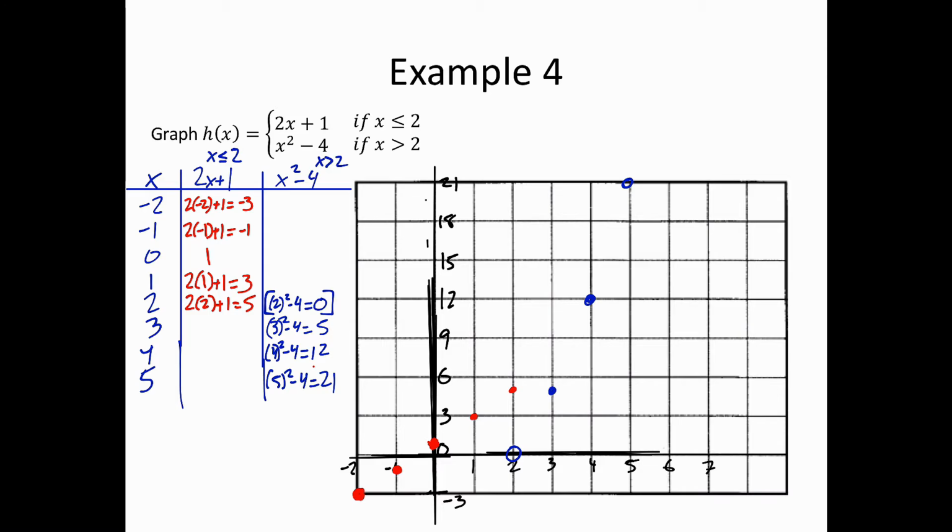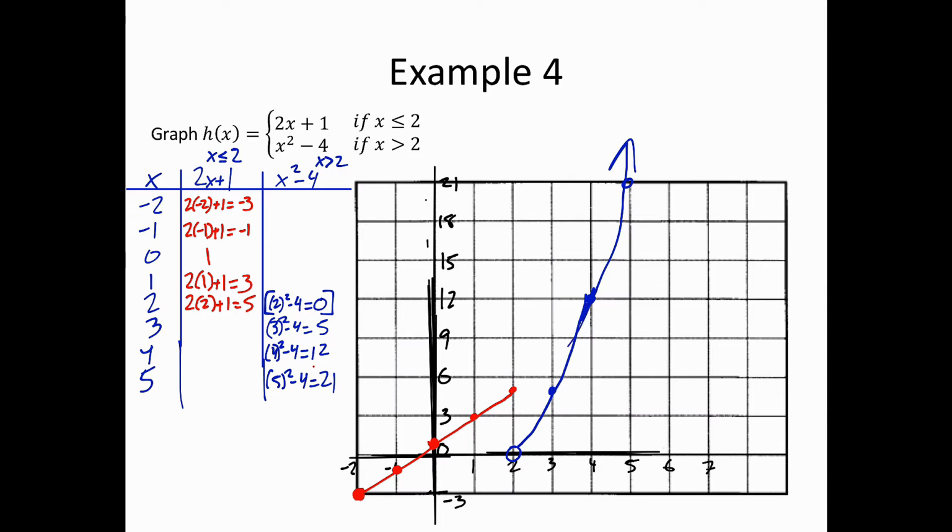Now we're going to kind of connect these dots. The red dots connect in a nice straight line. The blue dots are going to kind of have that parabola shape where it's going to get gradually steeper as we go up. Now that was not my best graph ever. In fact, that was really bad. I'm just going to try it again. It's going to get gradually steeper as we go up.